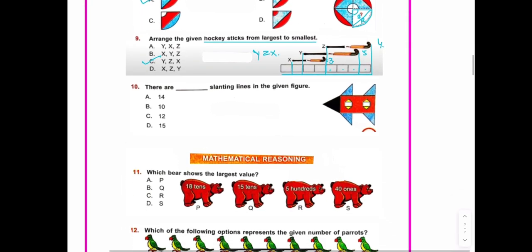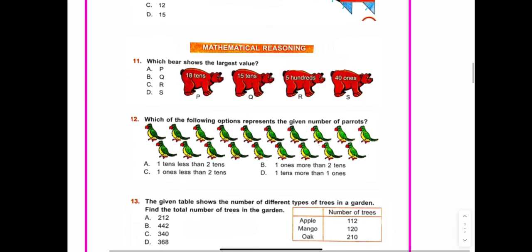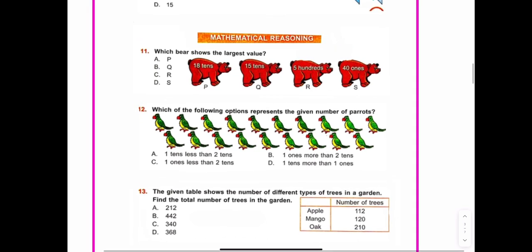Next, question 10. There are blank slanting lines in the given figure. So just count the slanting lines. 1, 2, 3, 4, 5, 6, 7, 8, 9, 10, 11, 12, 13 and 14. So option A. Next we have the mathematical reasoning section and question number 11.